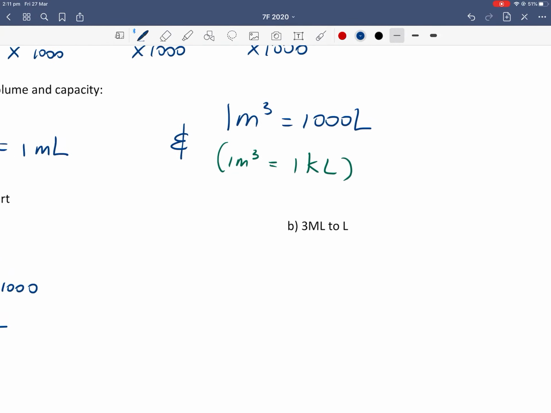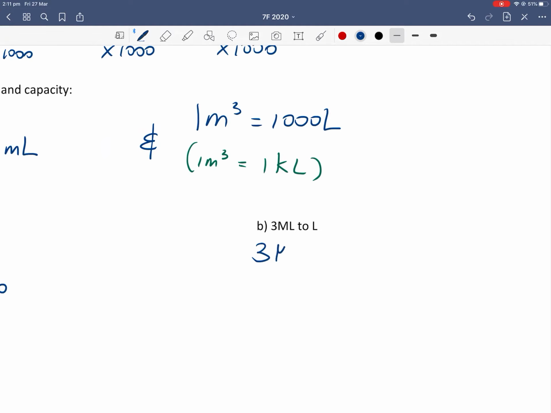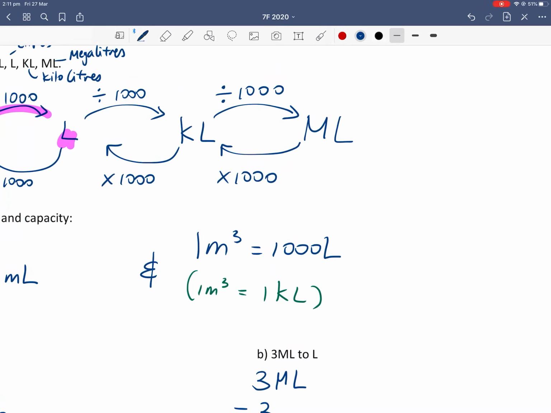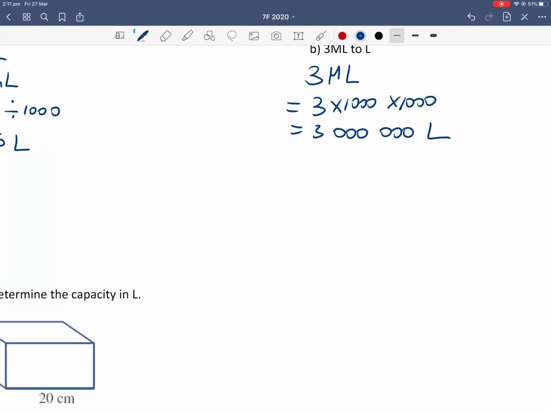Similarly, for B, we want 3 megaliters to liters. So 3 ML, 3. If you go to the caterpillar diagram, we want megaliters. We need to go to kiloliters and then go to liters. So we need to times 1,000 twice. So times 1,000 times 1,000. That gives us 3 million liters. So 3 megaliters is 3 million liters.